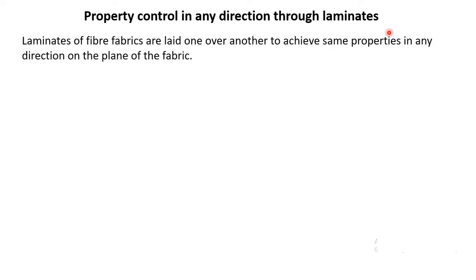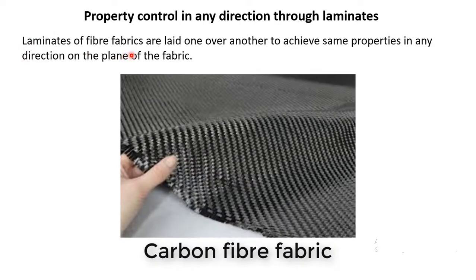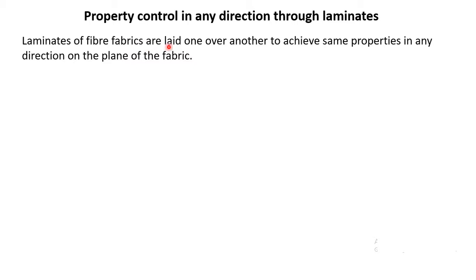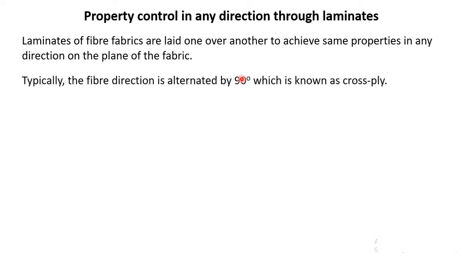So laminates of fiber fabrics. Often they are used in the form of fabrics rather than individual fibers, and are laid one over another to achieve the same properties in any direction of the plane of the fabric. So within the plane of the fabric, we can obtain almost isotropic properties, but across the fabric plane, the property will not be isotropic. Typically, the fiber direction is alternated by 90 degree, which is known as cross ply. So when one layer is laid and for the second layer, the length of the fiber direction is 90 degree to the first layer, then it is called cross ply.